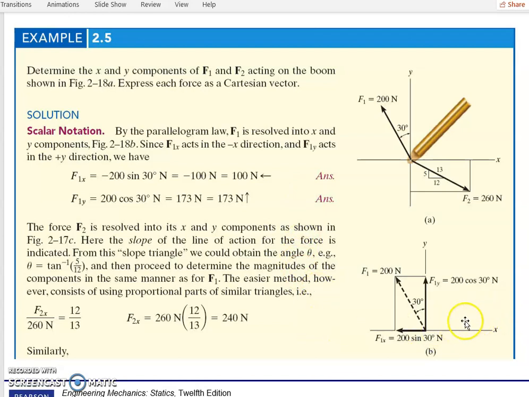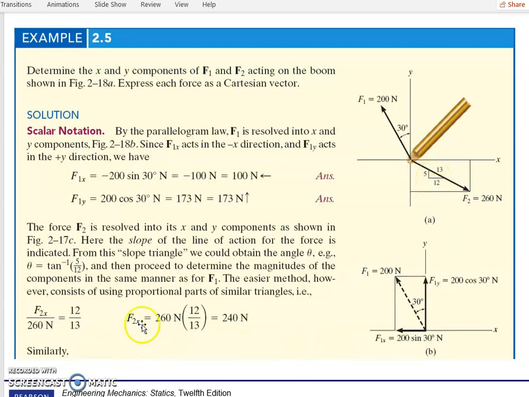Now, for F2, notice he doesn't give me, this harkens back to the bad old days, before we had calculators, when we could calculate angles by just punching a button. You had to look it up in the table. So we used a lot of special angles and special triangles so that we could avoid that. And sometimes they still give it that way in books. So he gives you the triangle. He said, this is similar to this triangle.